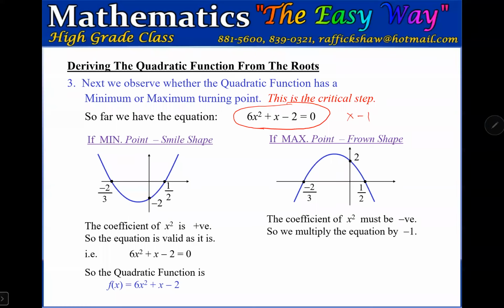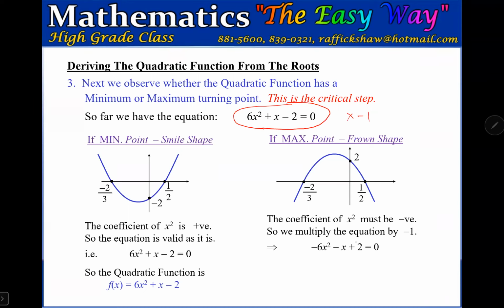So we multiply the equation by negative 1. When you multiply the equation by negative 1, you change the sign of the values. So the 6x squared becomes negative 6x squared. The plus x becomes negative x. And the negative 2 becomes positive 2.